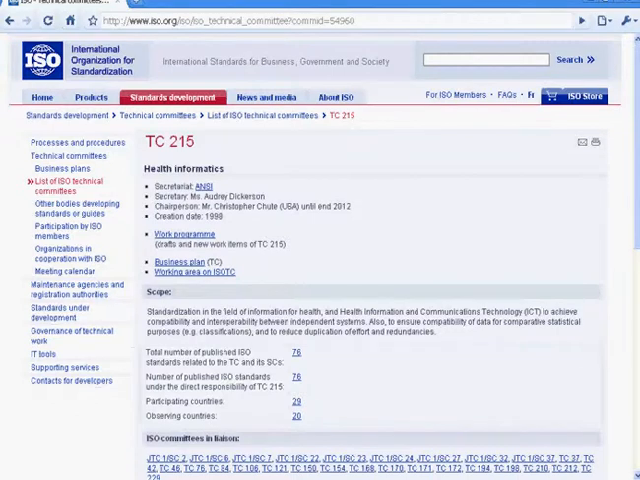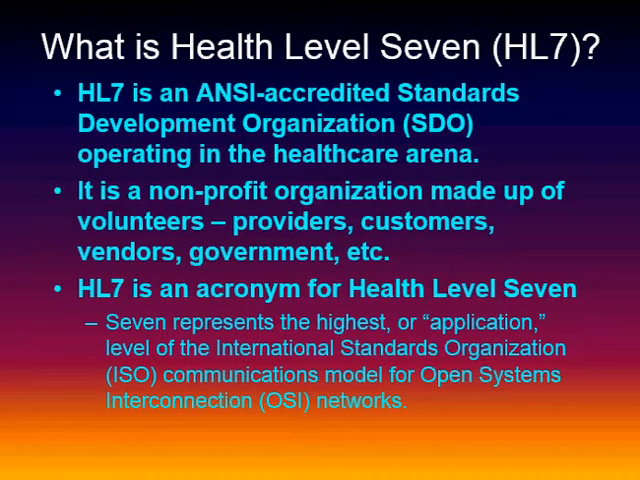The commonly used standards, as I said already, I'll talk slightly more about two of them. The first is HL7. What is HL7 or Health Level 7? It's an ANSI accredited standards development organization operating in the healthcare arena. It is made up of volunteers, providers, customers, vendors, government. And why is it called HL7? Because it represents the application level layer, or the 7th layer, of the Open Systems Interconnection Networks, the ISO communication model.